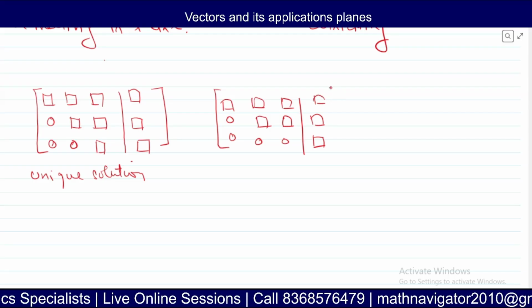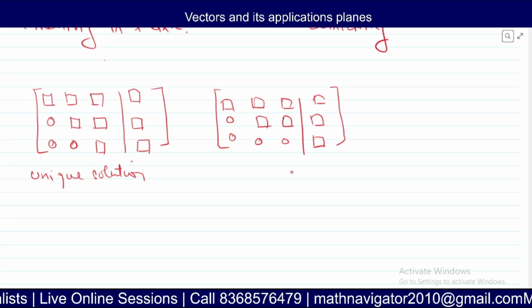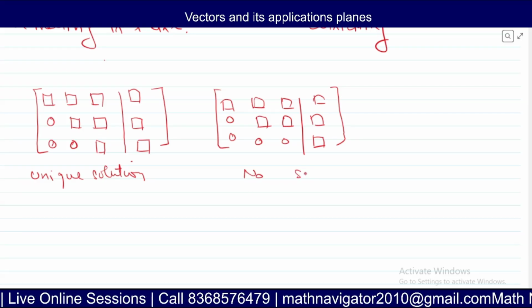What this is saying is 0x plus 0y plus 0z is equal to something which is not possible. Hence, this is no solution.